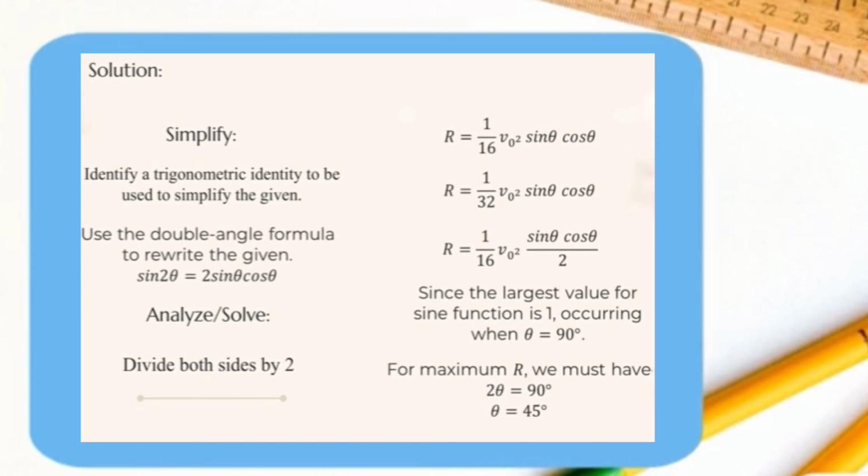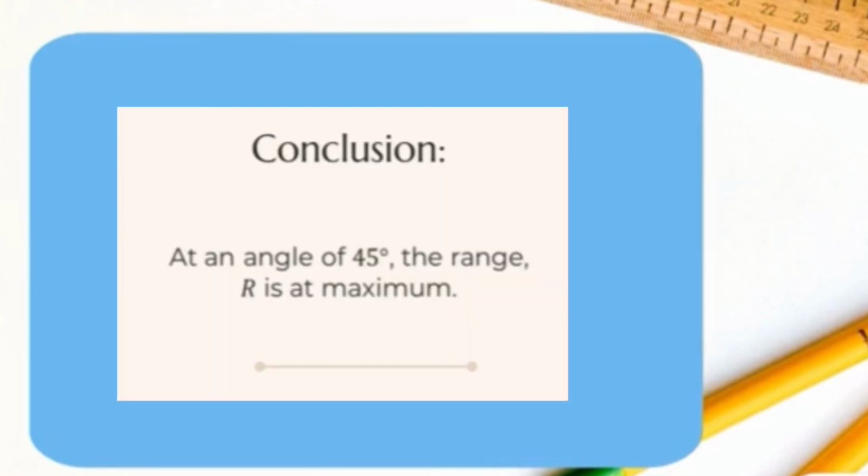Then we use the double angle formula to rewrite the given. Sine 2 theta is equal to 2 sine theta cosine theta. R is equal to 1 over 32 times the initial velocity v sub 0 raised to 2 times sine 2 theta. Then we analyze and solve. Since the largest value for the sine function is 1, occurring when the angle is equal to 90 degrees, for maximum r we must have 2 theta equal to 90 degrees, and theta is equal to 45 degrees. In conclusion, at an angle of 45 degrees, the range r is at maximum.